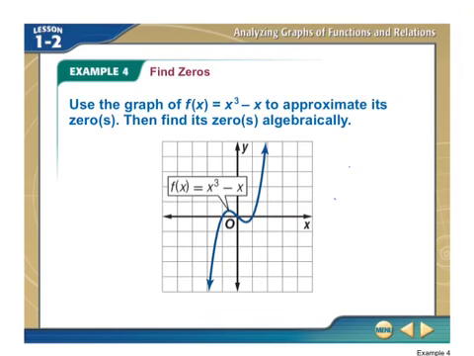The next part of the video is going to look at finding the zeros of a function. Now, really, in my mind, zeros and x-intercepts are the same, but there's a slight distinction in their definition. So we're going to use the graph of f of x equals x cubed minus x to approximate its zeros, then find its zeros algebraically.